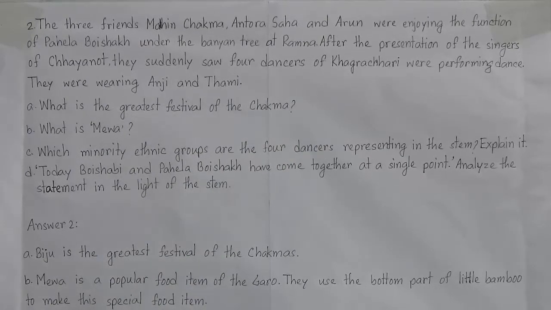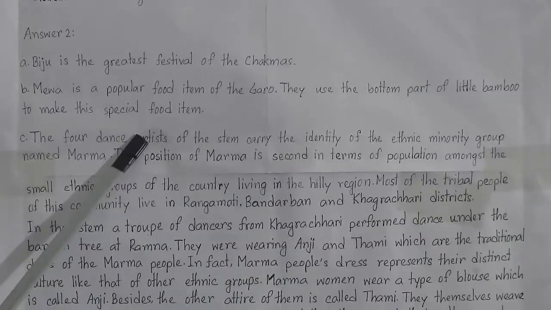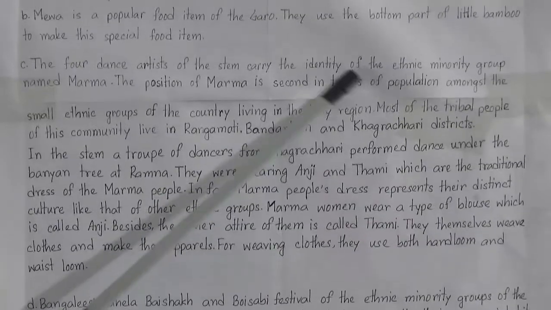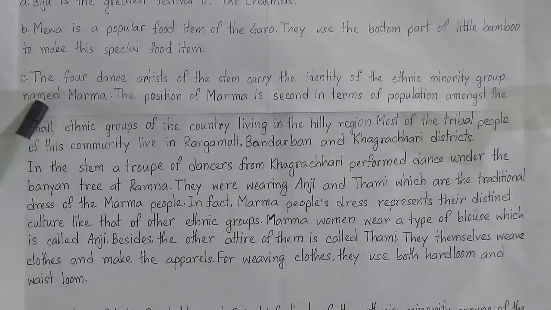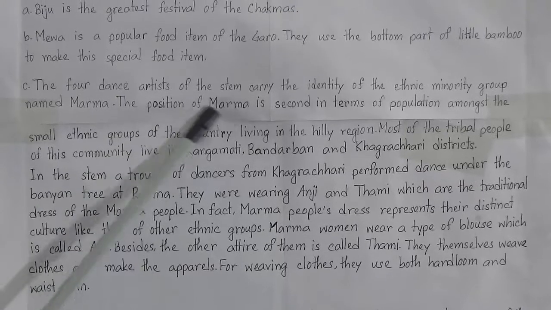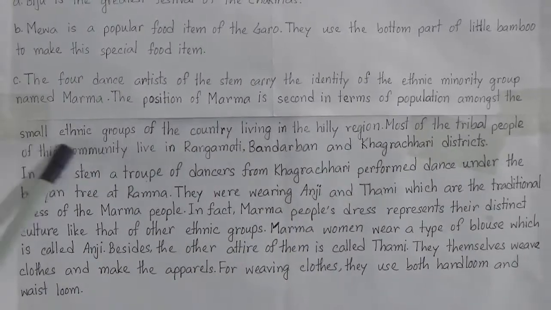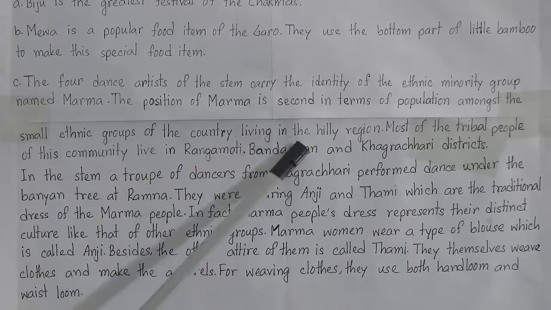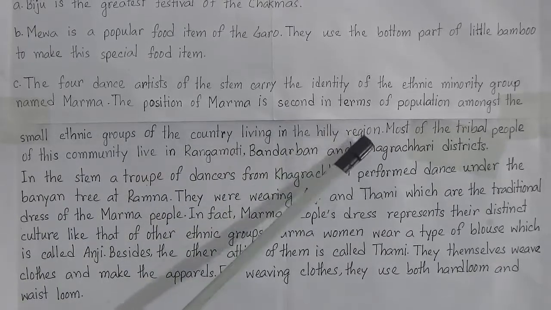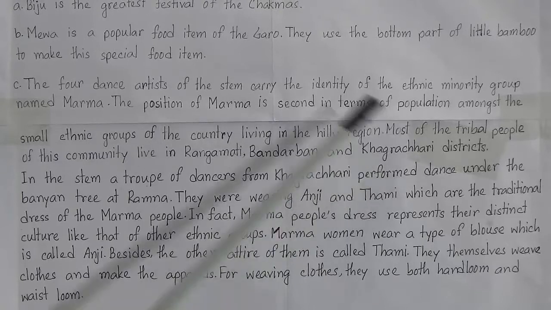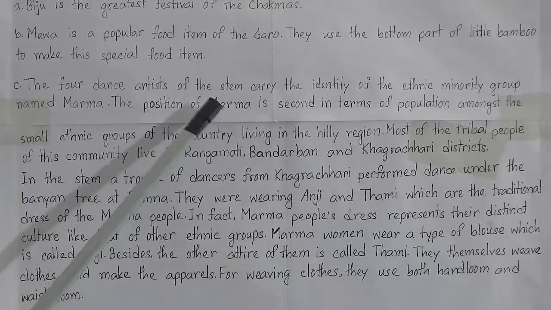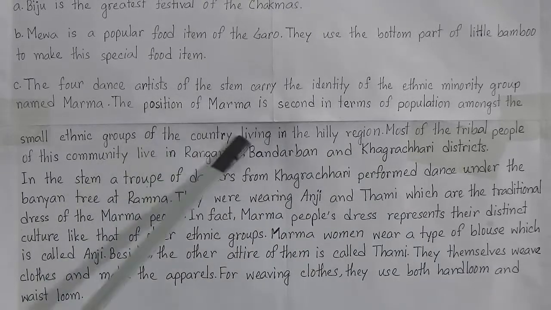So our answer is the four dance artists of the stem carry the identity of the ethnic minority group named Marma. The position of the Marma is second in terms of population amongst the small ethnic groups of the country living in the hilly region. So the Marma are second in terms of population.